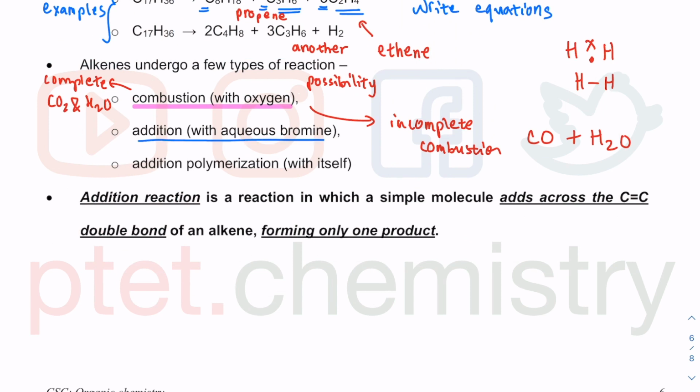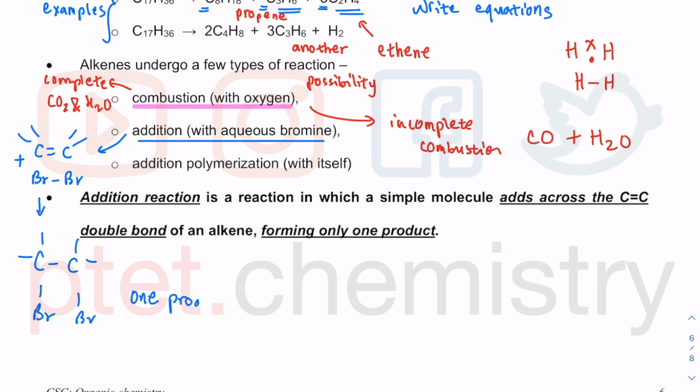Alkenes can undergo addition. So with the carbon-carbon double bond, you can add Br, and what happens then is the carbon-carbon double bond becomes a single bond like this. Of course, carbon forms 4 covalent bonds, so you still have 1, 2, 3, 4, 1, 2, 3, 4. But no more bromine, you get one product. When two things add together, you get one product. Addition reactions are when a simple molecule adds onto the carbon-carbon double bond, forming only one product.